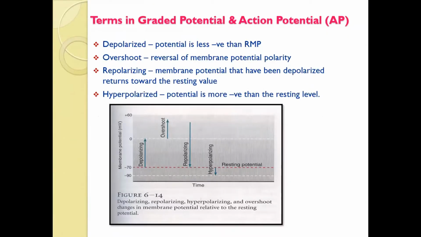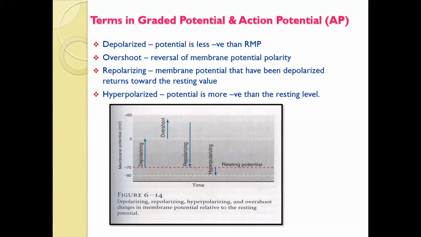Now let's go through the terms in graded and action potential. What is depolarized? When positive ions like sodium enter the cell, it causes more positive charge inside the cell, which was previously more negative than the outside. When the positive charge enters, that is called depolarizing. A depolarized potential is less negative than the resting membrane potential. The resting membrane potential, as I've already mentioned, in muscle cells and neurons is -70 millivolt.